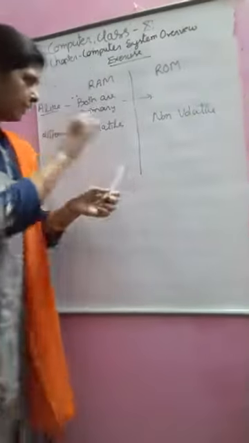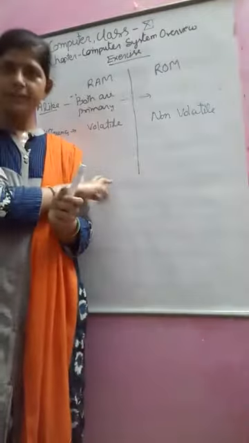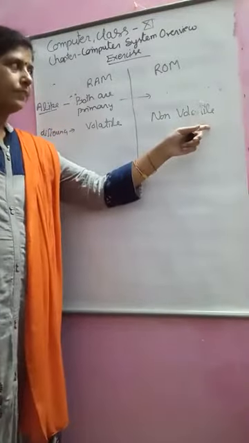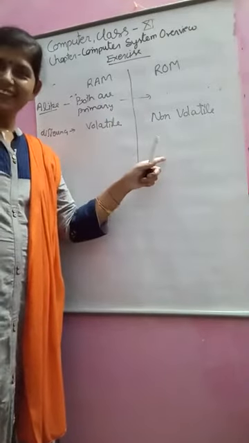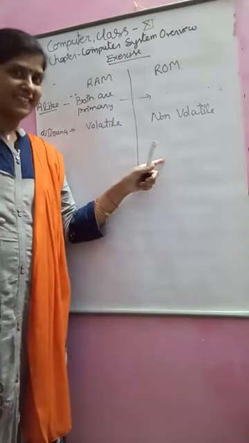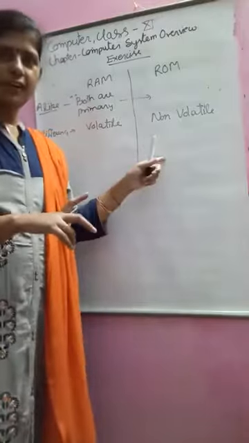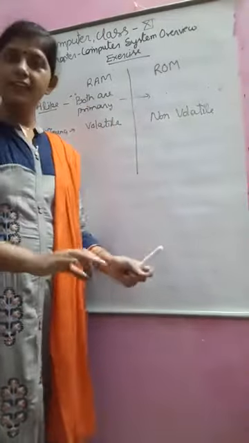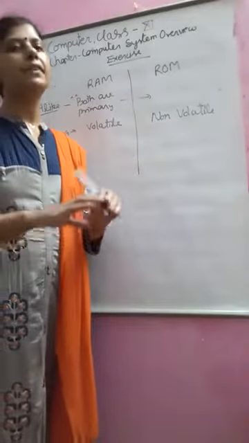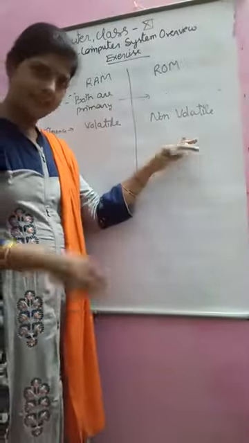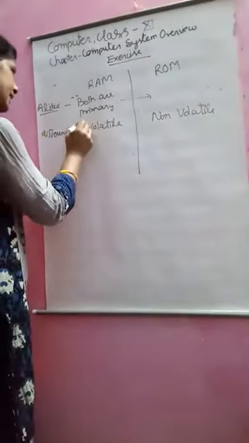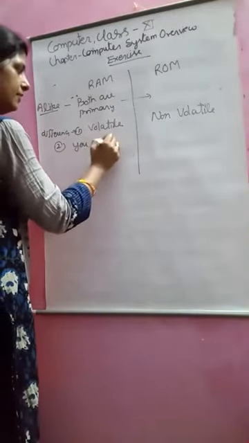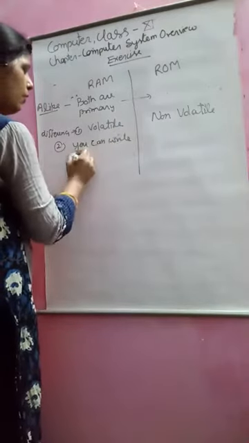Volatile means whatever content you store in the RAM, when the power is off, the content is gone. And in ROM, the content is already present, you are not writing. You can't write on the ROM. Whatever content is present on the ROM will not be deleted when the power is gone. It will be present. The second difference: you can write on RAM.